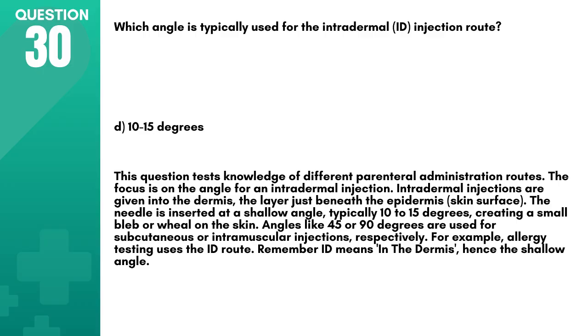This question tests knowledge of different parenteral administration routes. The focus is on the angle for an intradermal injection. Intradermal injections are given into the dermis, the layer just beneath the epidermis, the skin surface. The needle is inserted at a shallow angle, typically 10 to 15 degrees, creating a small bleb or wheal on the skin. Angles like 45 or 90 degrees are used for subcutaneous or intramuscular injections, respectively.